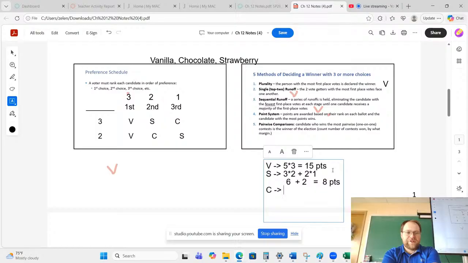And then if we look at chocolate, 3 votes at 3 points each, so 3 times 3. Yep, 3 votes in third place, so that'll be 1 point apiece. And then we had 2 votes in second place. So also 8.